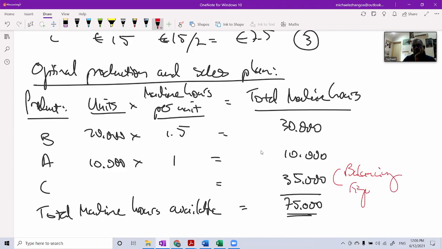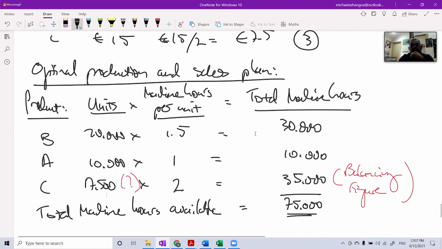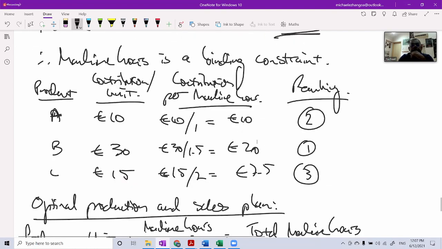Balancing figure. All right. Now I need 2 hours per unit. So I work backwards. This being the figure that I don't know. So 35,000 divided by 2, I can only produce 17,500 units.